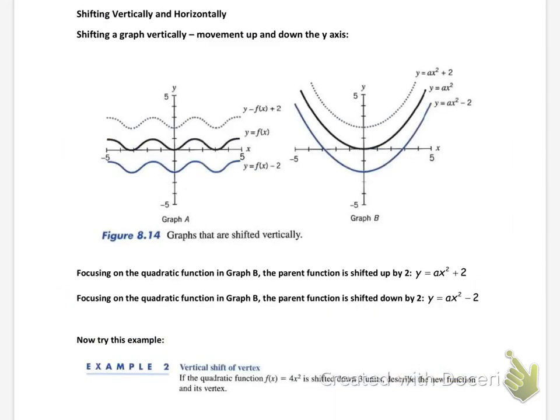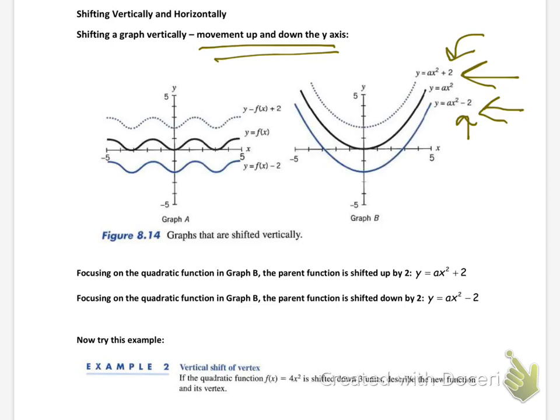Okay, on this page we are doing our third transformation, and this is shifting vertically and horizontally. So first off, shifting vertically, you're moving up and down along the y-axis. So if you add a C, that is going to be a shift up or down along the y-axis. So if you are taking a parabola, so this is graph B, and if you wanted to shift it up, you would add 2, so that would be a shift up right here. If you want to shift it down from where it currently is, you would subtract 2. So that's vertical shifts up and down.